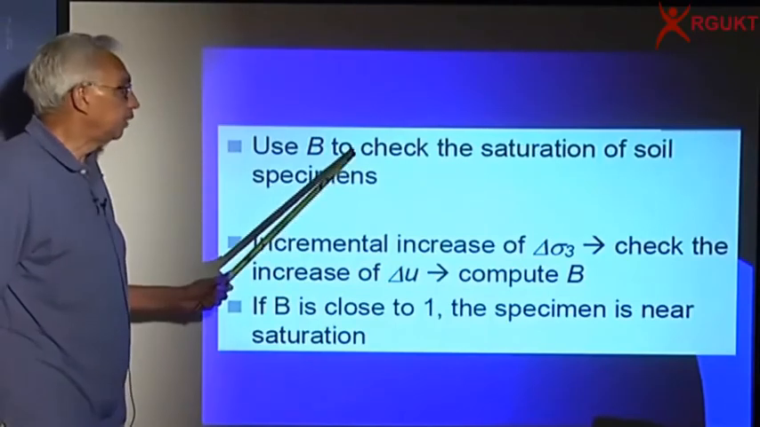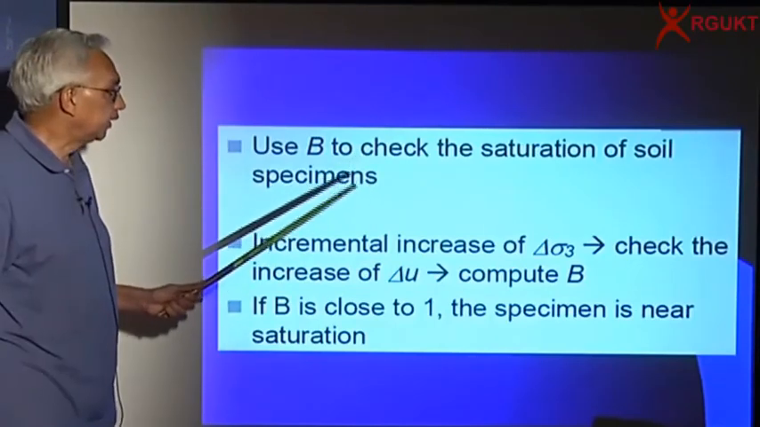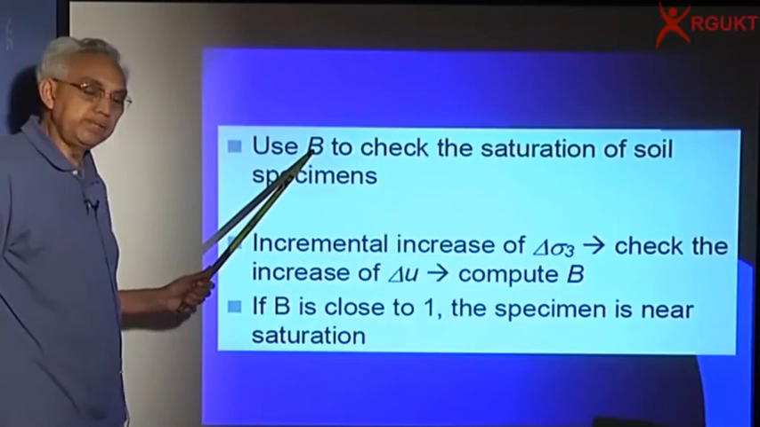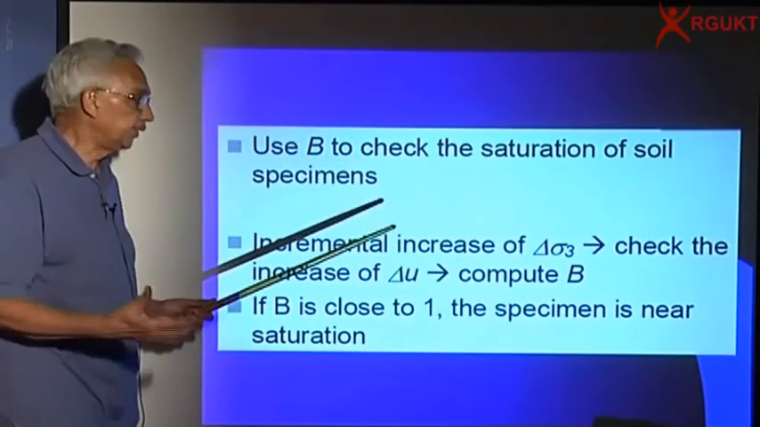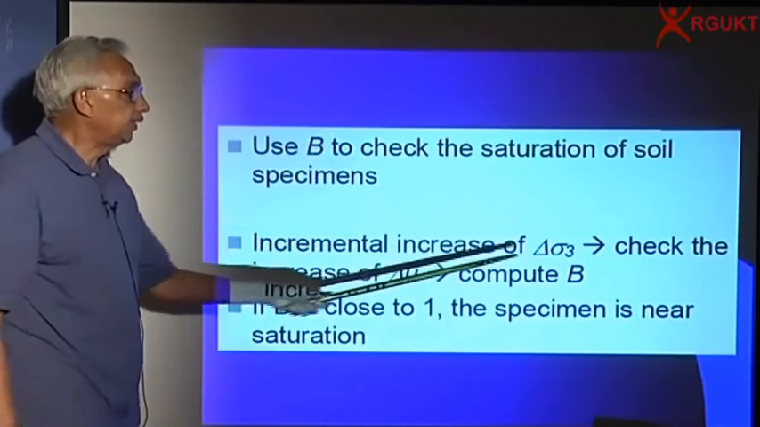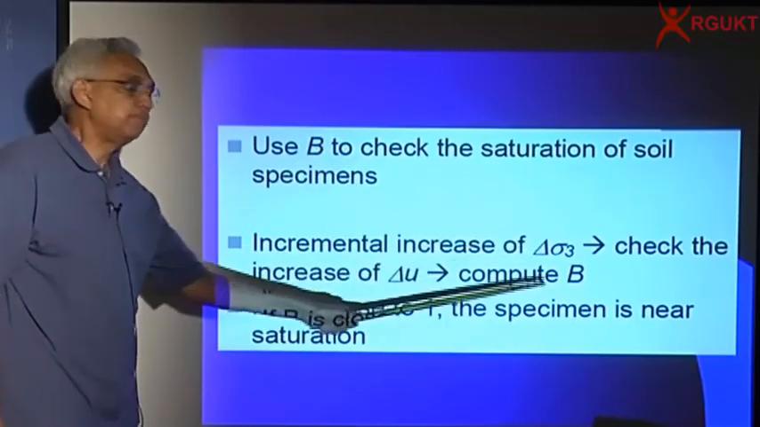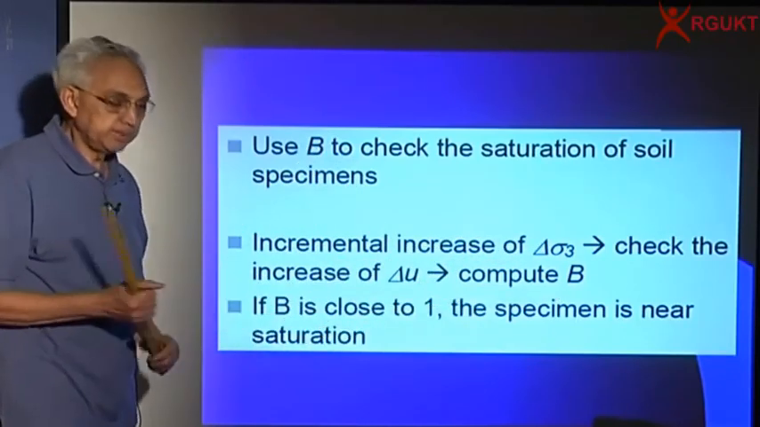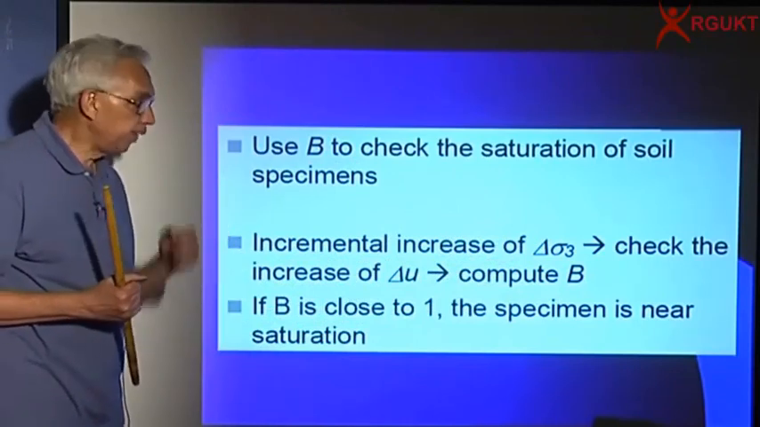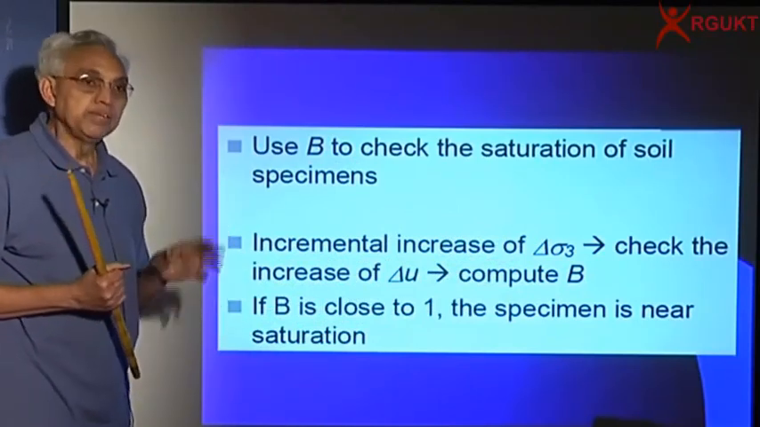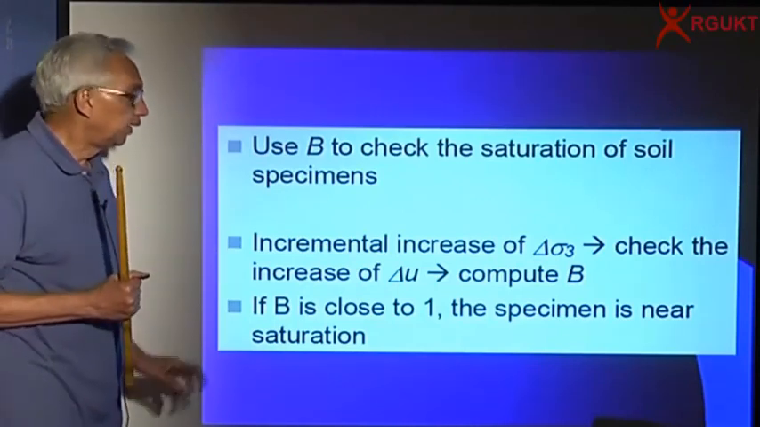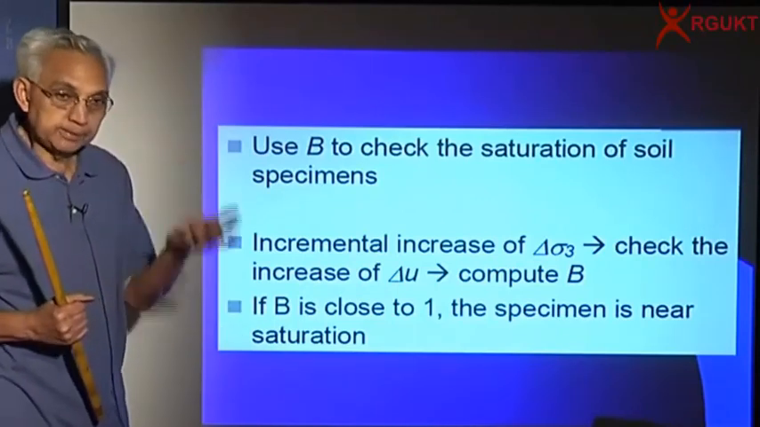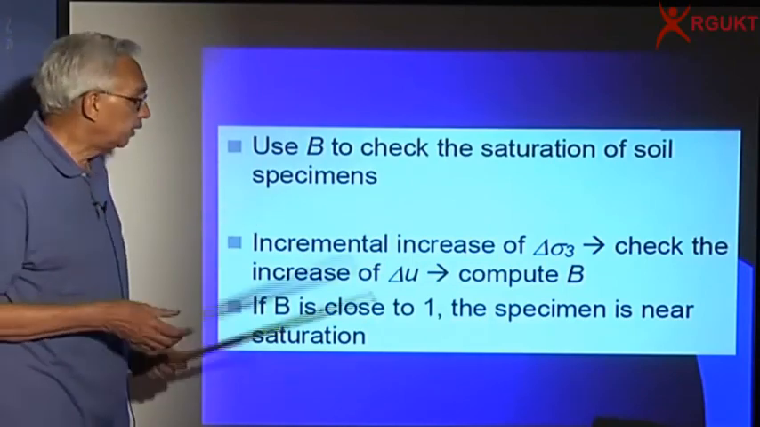And in order to make sure whether the soil is saturated or not, you have to use this B. If B is not equal to 1, then the soil is not saturated. We keep on increasing sigma 3 till you get B equal to 1, which means I increase sigma 3 by 10 kPa and measure the pore pressure. If the pore pressure measured is equal to the confining pressure, it is saturated. Otherwise, you increase the pressure to 20, measure, and repeat the process.